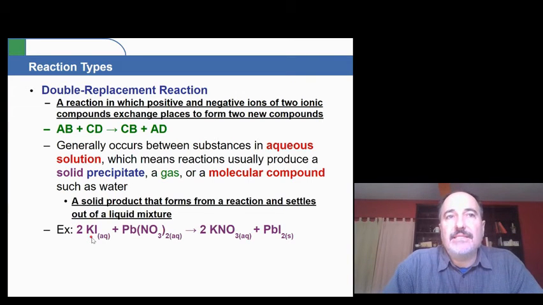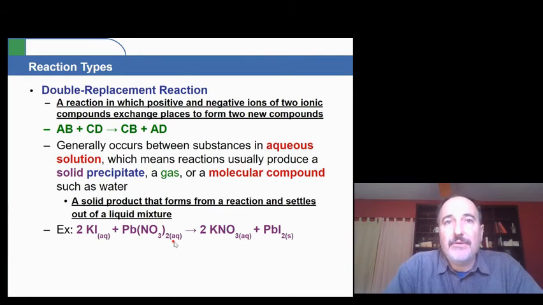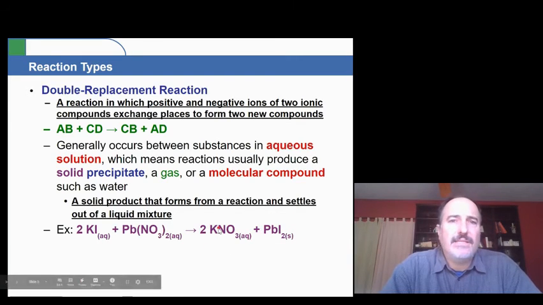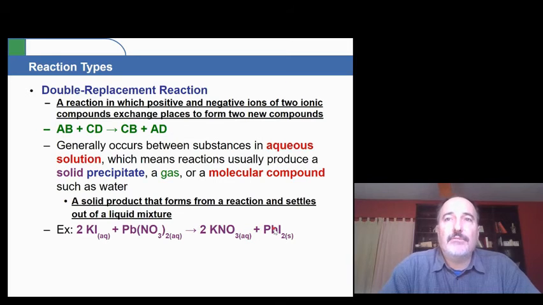One example is this. Here we have potassium iodide, aqueous solution, with lead(II) nitrate, also an aqueous solution. When you mix them together, you get lead(II) iodide. Notice the solid; that's what indicates that it's a precipitate. This will settle out of solution, and this will stay in solution. You won't notice any difference with this, but this will precipitate out, and boom, that's how you can tell a reaction occurs.